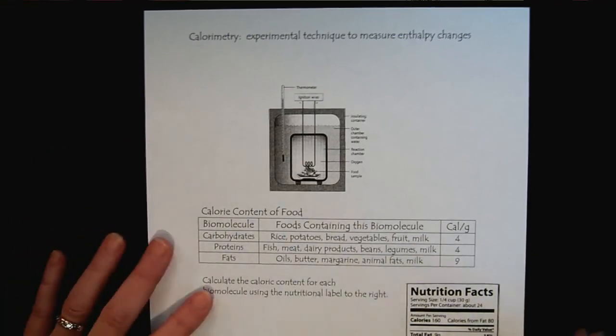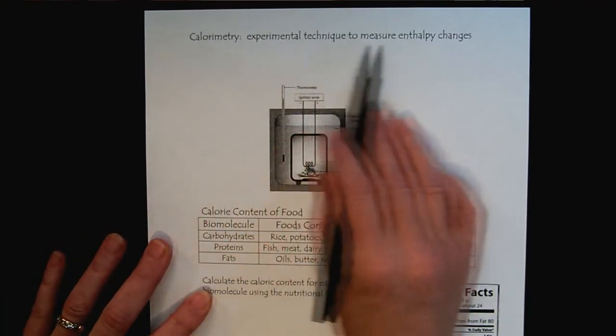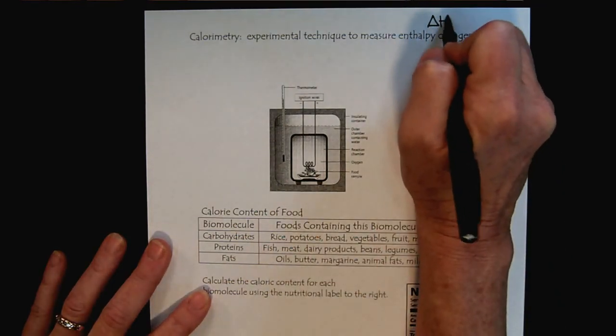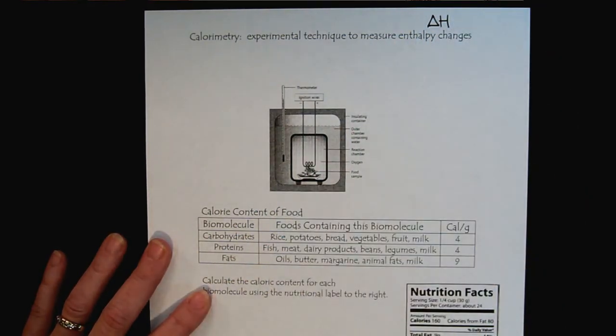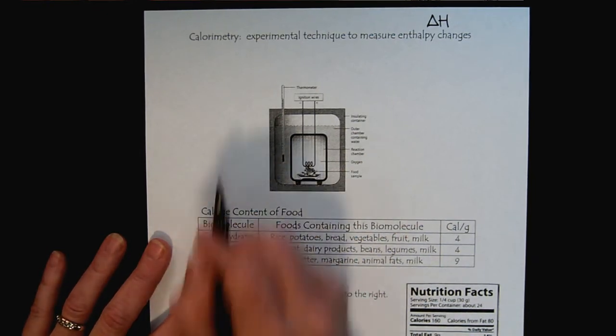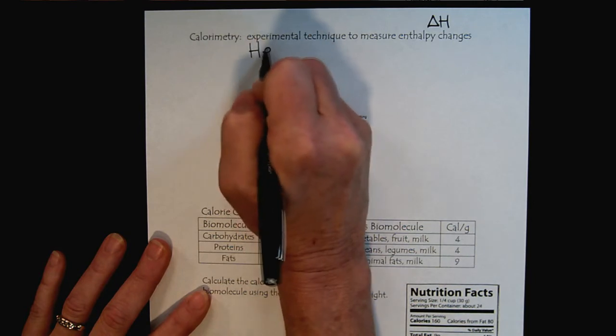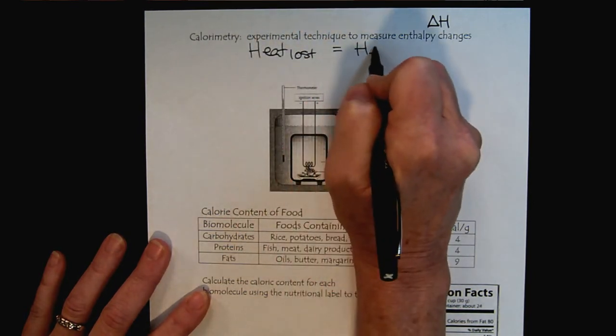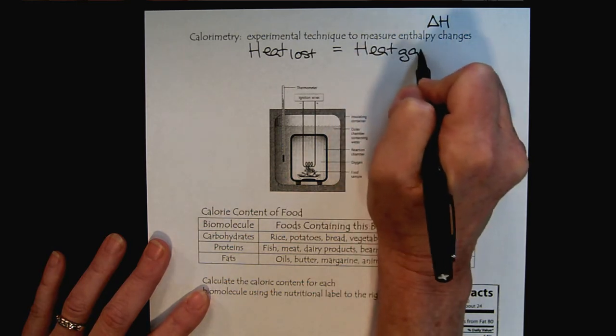So calorimetry is an experimental technique to measure enthalpy changes. So enthalpy, delta H, we're trying to measure that. This relates to conservation of energy, the idea that the heat lost must equal the heat gained.